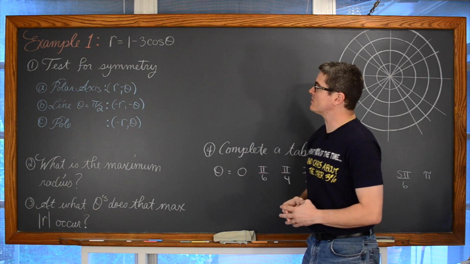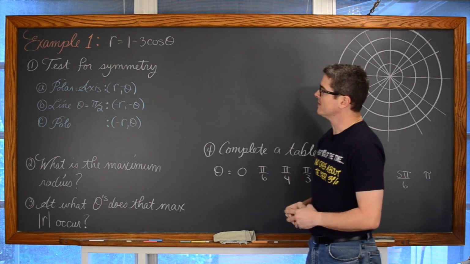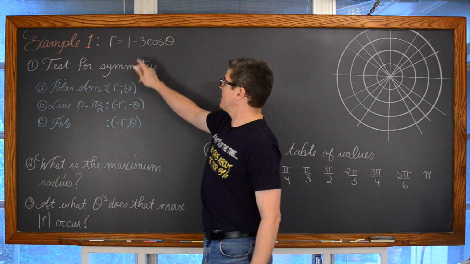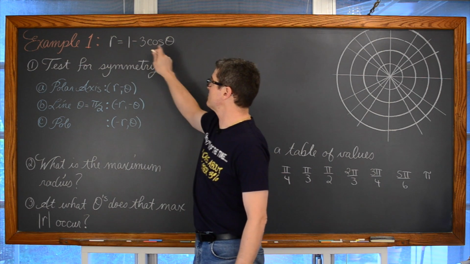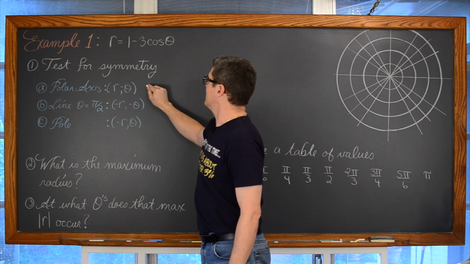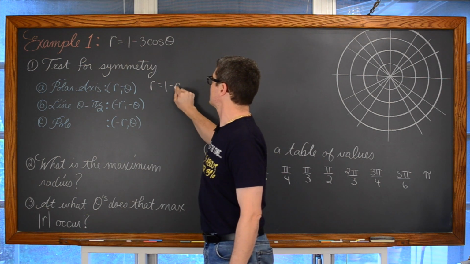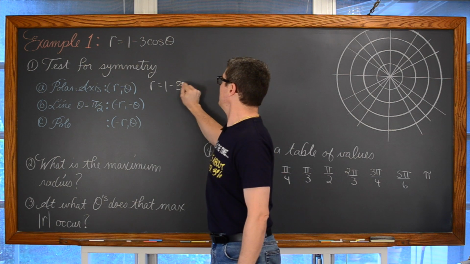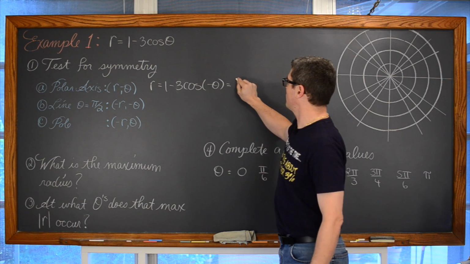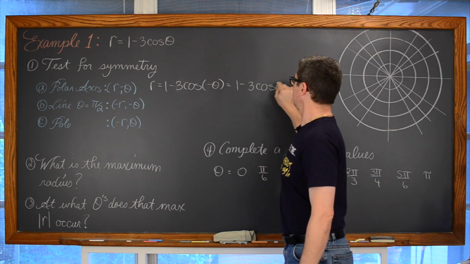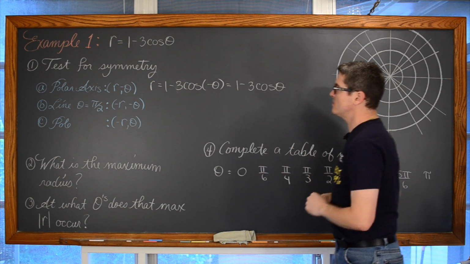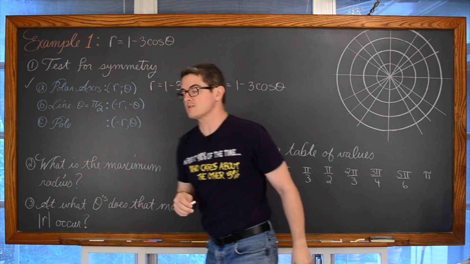Example number 1, r is equal to 1 minus 3 cosine theta. Test for symmetry. Well, is it symmetric to the polar axis? Well, can I plug in negative theta in place of theta? If I do that, we are going to get r is equal to 1 minus 3 cosine of negative theta, and because cosine is an even function, we get 1 minus 3 cosine theta. So yes, we plugged in negative theta and we got right back to where we started from, so it is going to be symmetric to the polar axis.